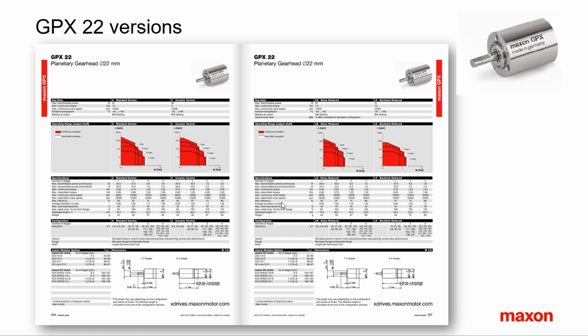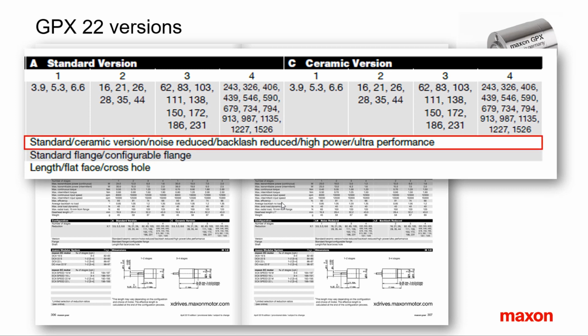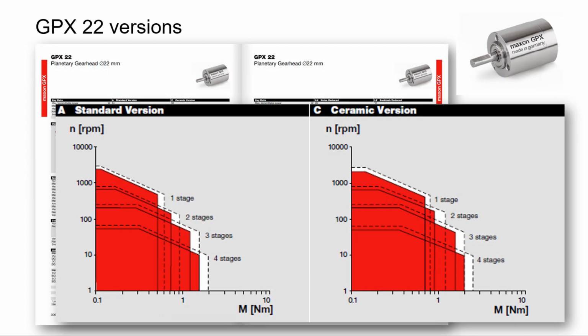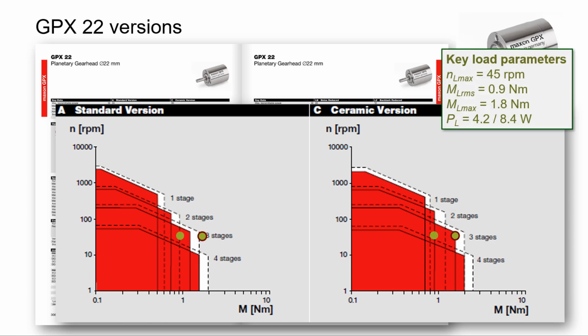Let's investigate the datasheet of the GPX22 in more detail. First thing to note that there are different versions: standard, ceramic, low noise and more. However, here we will consider the standard and ceramic versions only. Each gearhead comes with up to 4 stages, each with different possible reduction ratios. In the diagrams we observe that the torque capabilities increase with increasing number of stages, while the output speed and transmitted power decrease. Our application requires 0.9 Nm continuous and 1.8 Nm peak torque at a speed of 45 RPM.